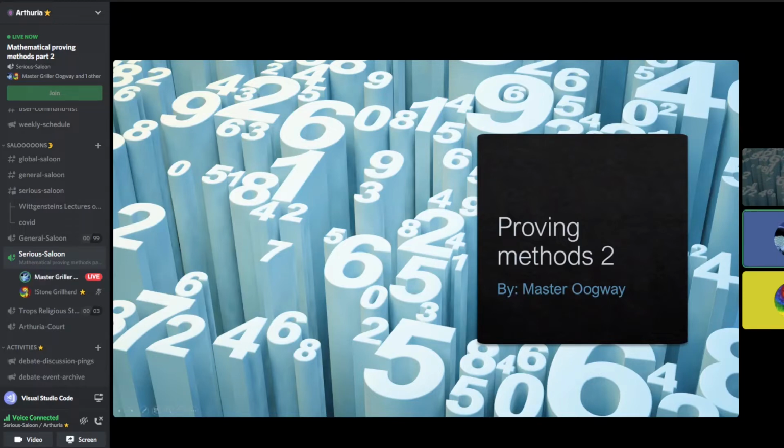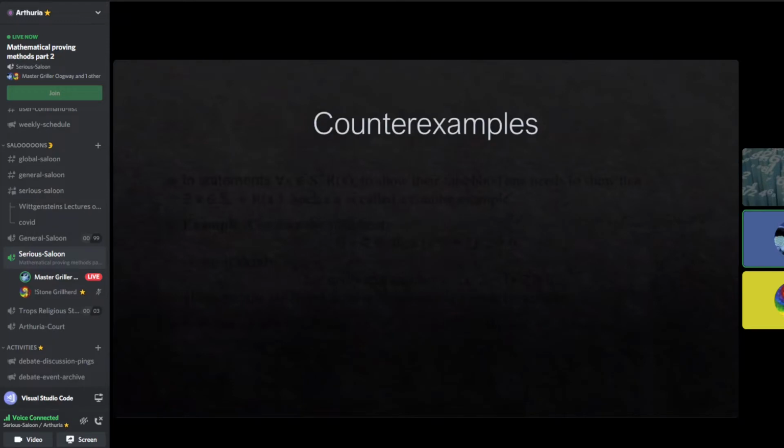So, proving methods part 2, we will start with counterexamples. I think that a lot of people already intuitively know what counterexamples are, so this will not come as any surprise, but in order for us to be concise about proving methods, we have to go over them.